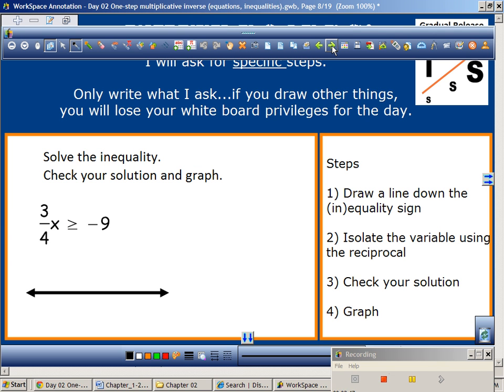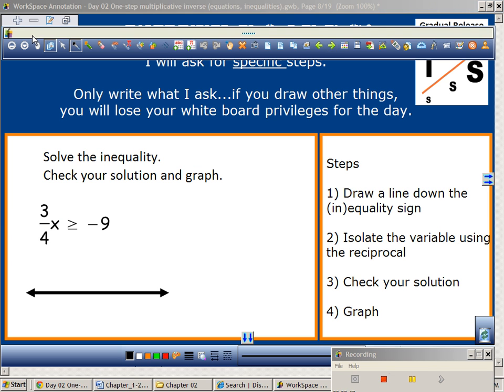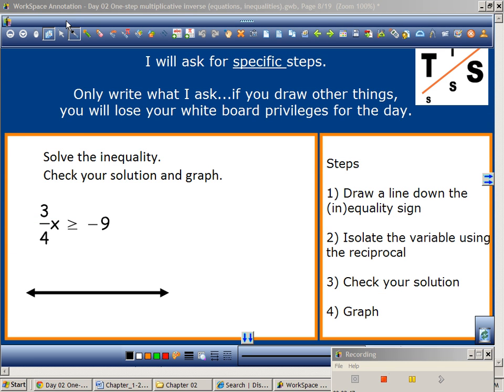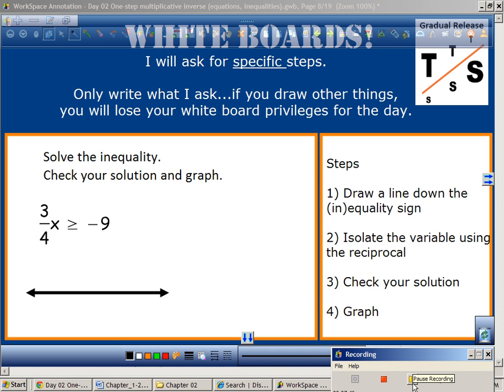Alright, let's move on to this one. I need you to get your whiteboards out, please, and I want you to do the first two steps. Alright, so let's do this together. I have 3/4 x on this side. Now, remember what I was saying before, isn't that the same as this? We're not going to use it like that. It's the same thing.